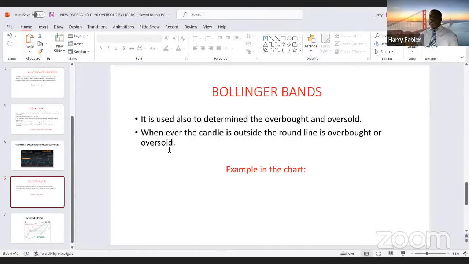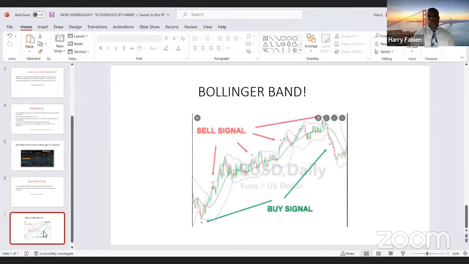Whenever the candles are outside the round line at the top, it's overbought. In the Bollinger Bands, there's going to be a round line. The candles are supposed to stay inside. Whenever the candles are out at the top, it's overbought. Whenever the candles are outside at the bottom, it's oversold. I'm going to show you in the chart how it looks.